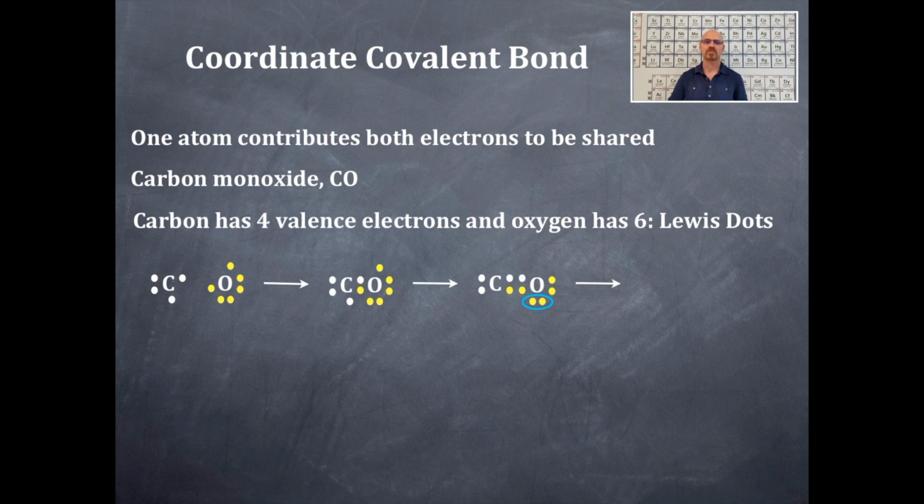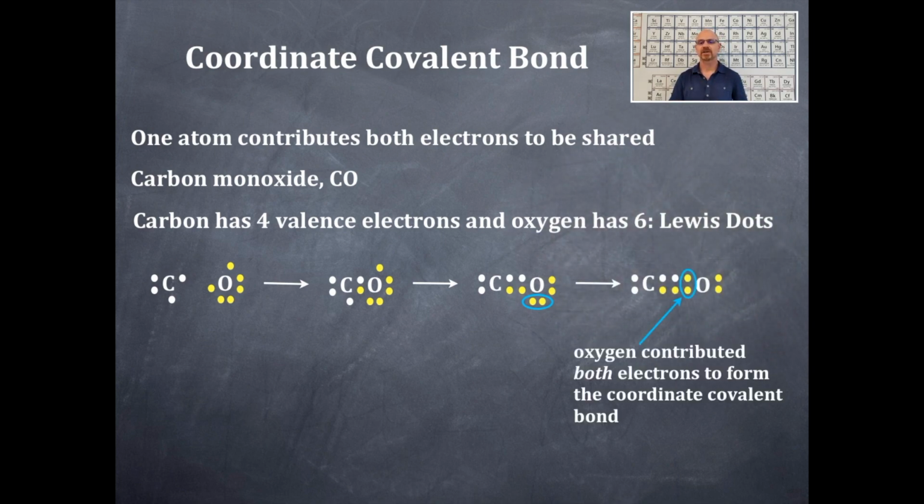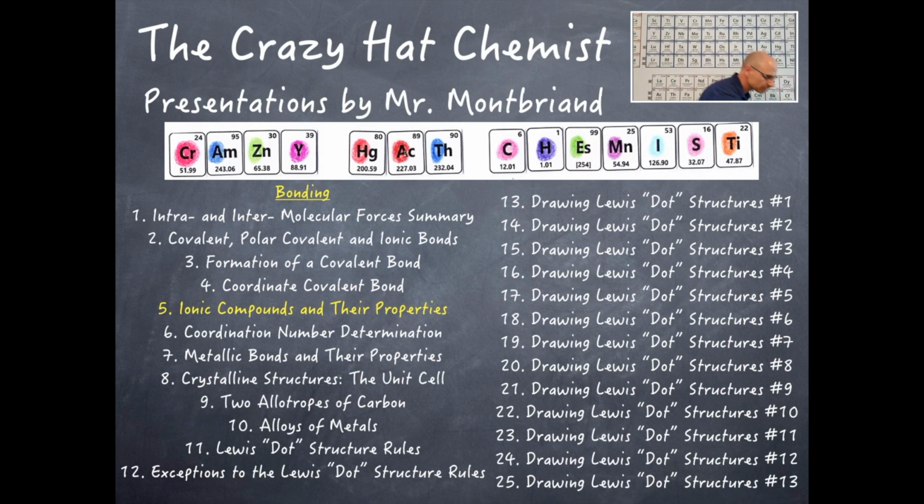This is going to be the coordinate covalent bond. So I'm going to move in both of the electrons from the oxygen. Do you see these 2 yellow electrons? They're going to be dropped into and shared with the carbon. And that right there, that is a coordinate covalent bond, when one atom contributes both electrons to the bond. That's a coordinate covalent bond.